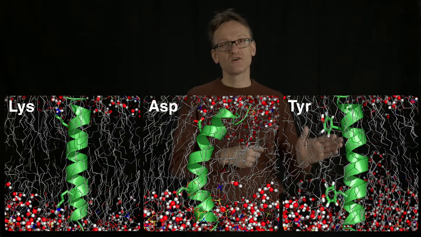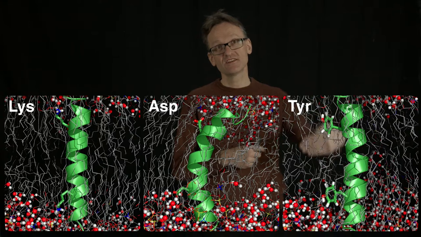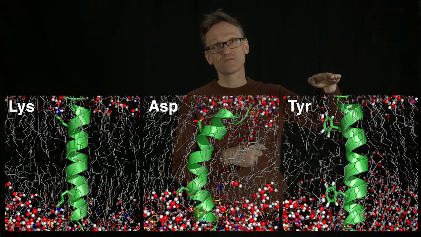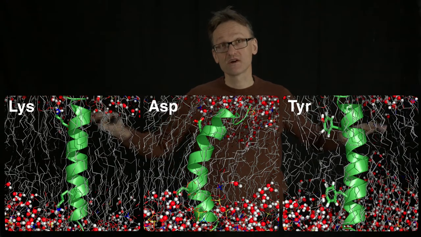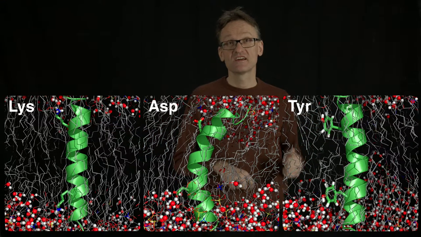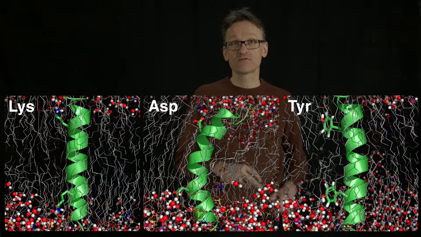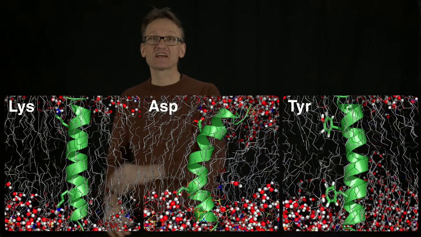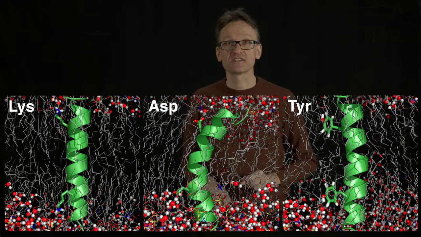The rings orient in the way so that they intercalate between the lipid chains. They would never be in this orientation, because that would require them to push away 5 or 6 different lipid chains. So this is a very particular pattern for aromatic side chains, positively charged side chains, and negatively charged side chains.